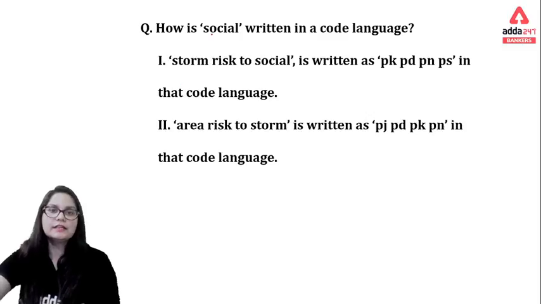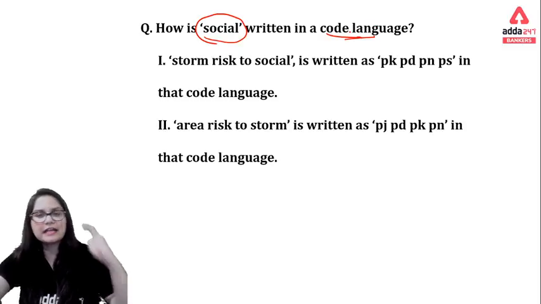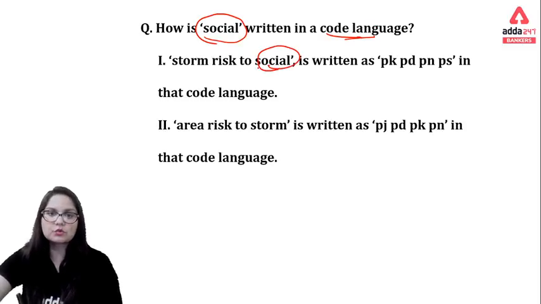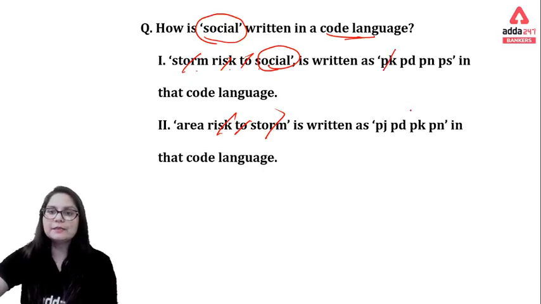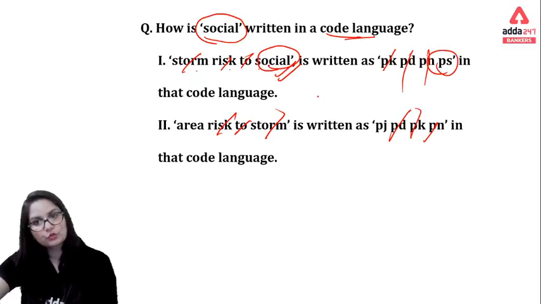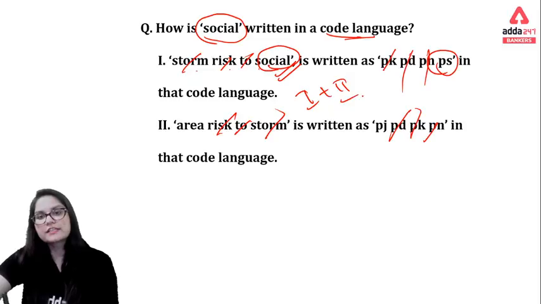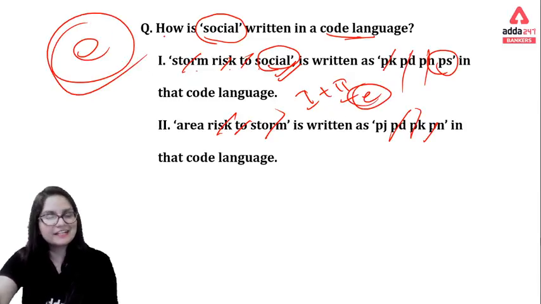Coming to the next one, it is asking how is social written in the code. Now this is the coding, just see and answer. Here we have social storm risk 2, and here again we have storm risk 2. That means by merging these two we are able to identify the PK, PD and PN will be removed, and the right answer can be identified, the code for social. That means by merging, first and second both are required, so we go with option E, the right answer for this question.